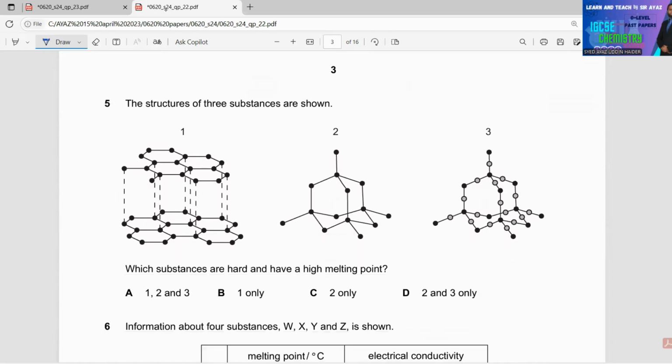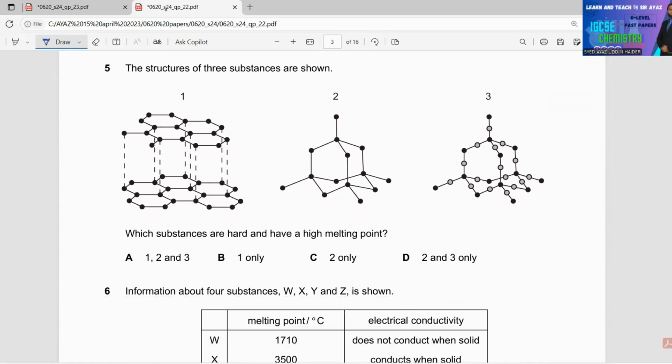Number 5. Structures of 3 substances are shown: 1, 2, 3. Which substances are hard and have a high melting point? Now, 1 is graphite, an allotrope of carbon. 2 is diamond, with a tetrahedral arrangement. It's also an allotrope of carbon. What about 3? 3 is silicon(IV) oxide. It's a compound. Remember, it's not an element.